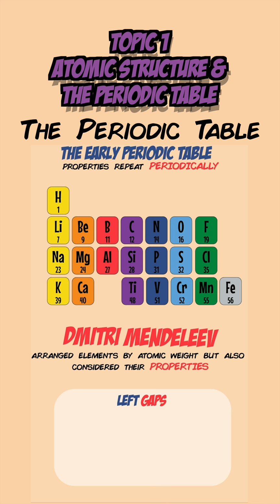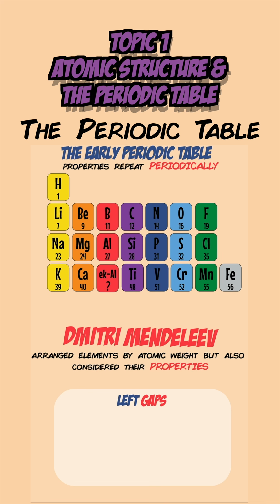So for example, he predicted the existence and properties of an element that did fit a gap and called it Eka aluminium. And this was later discovered and we now call it gallium.